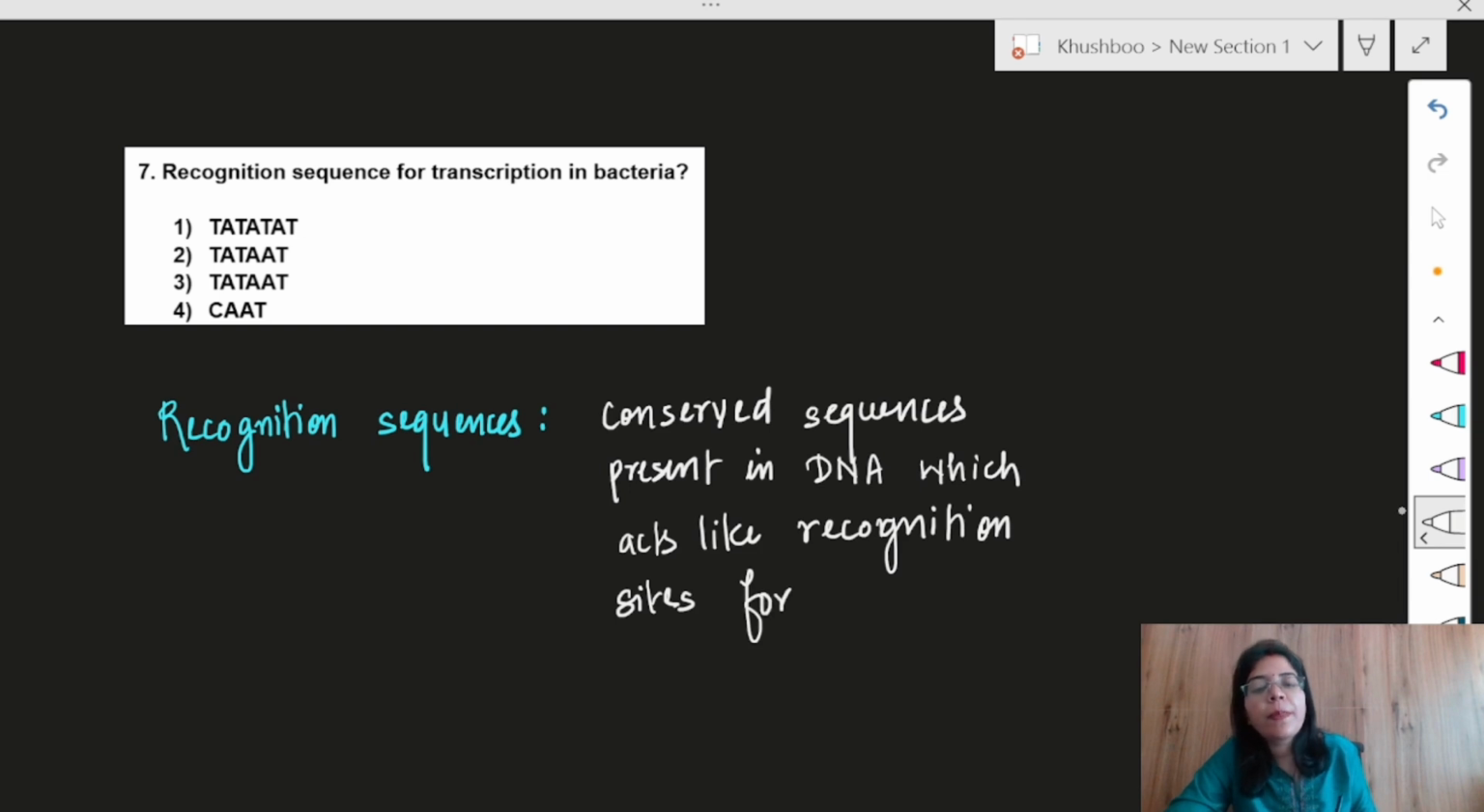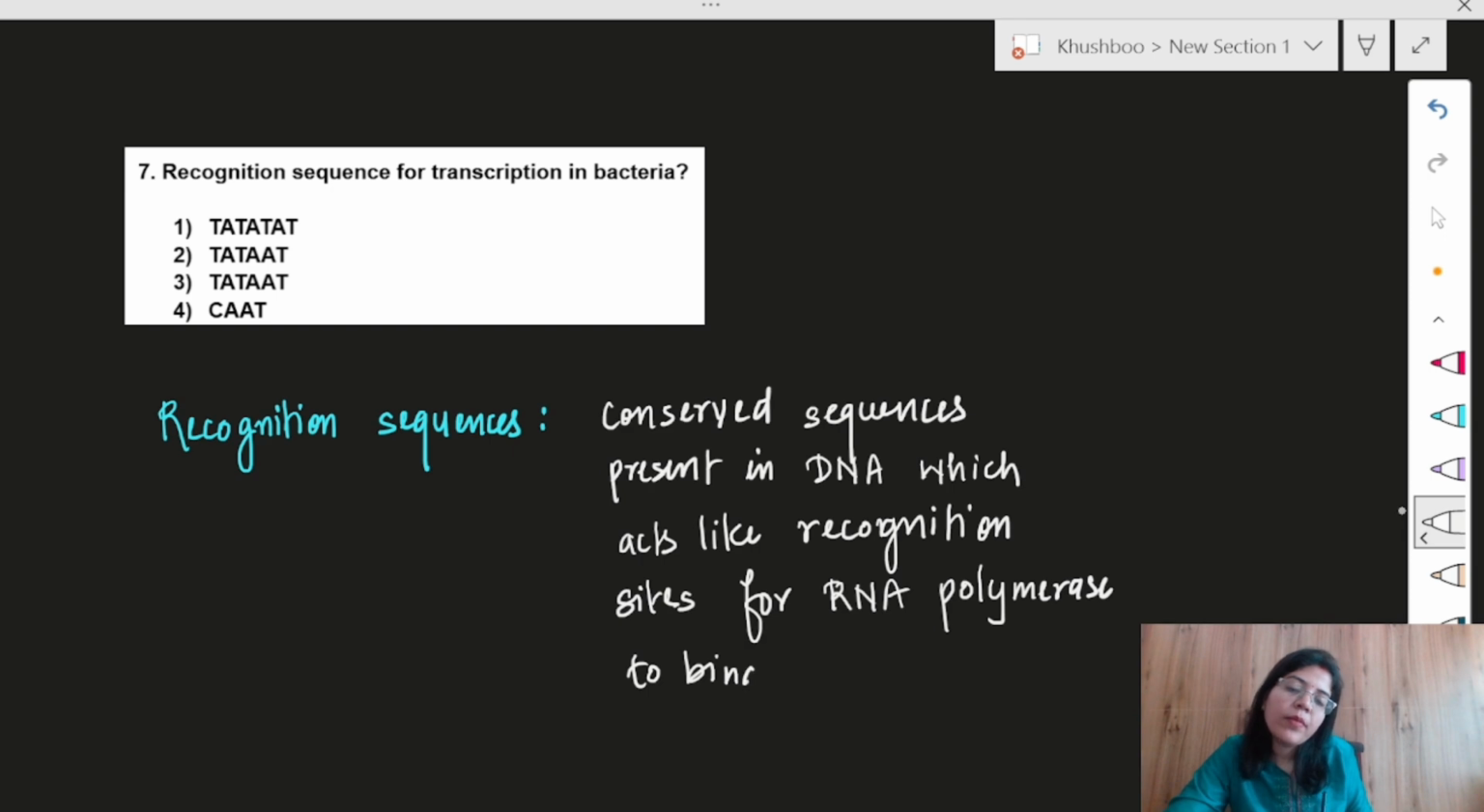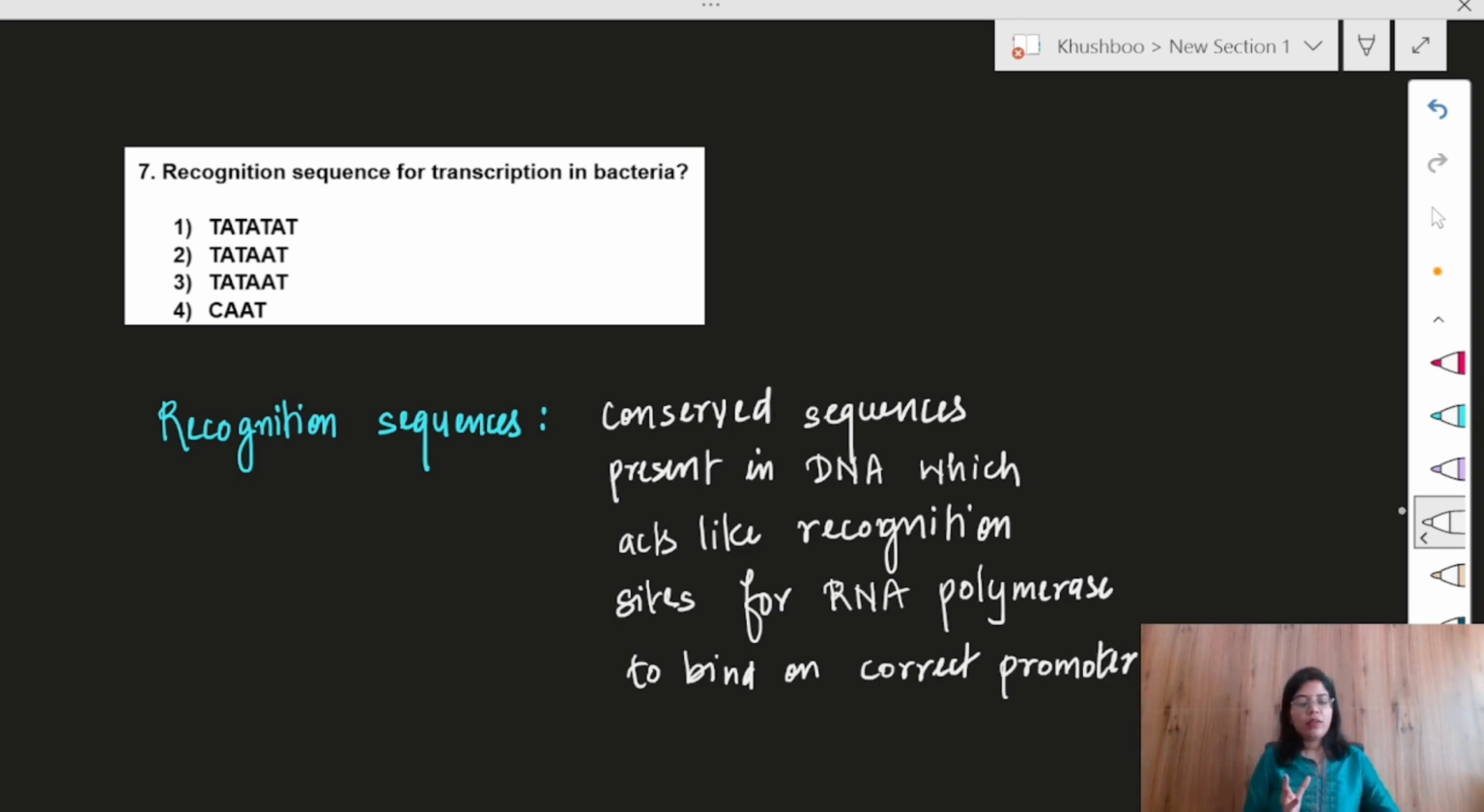for RNA polymerase to bind. Okay, bind on the correct promoter. Understood? So you know after DNA gets formed, if you want to make any RNA from that DNA, you need to do transcription, right? RNA formation or RNA synthesis from DNA is called transcription.